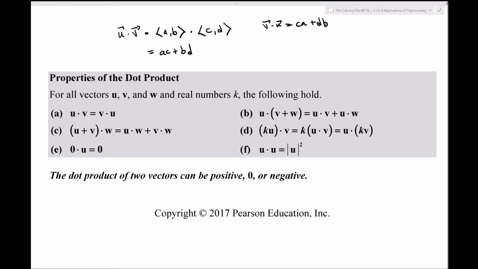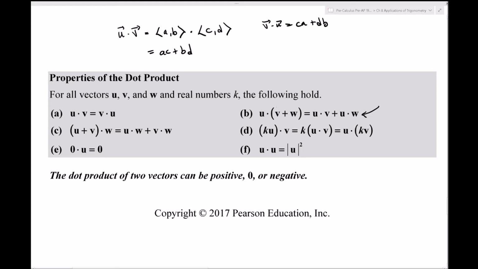That's the first property. Second property, which is B. This is a vector distributive property. So if I take a dot product of a vector with the sum of two other vectors, then it's the same as if I had dotted u with each of those individual vectors and then just added them afterwards. That's a distributive property.